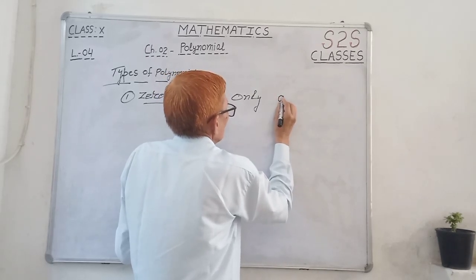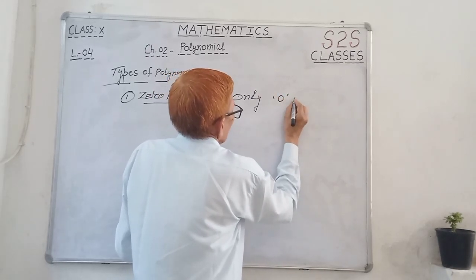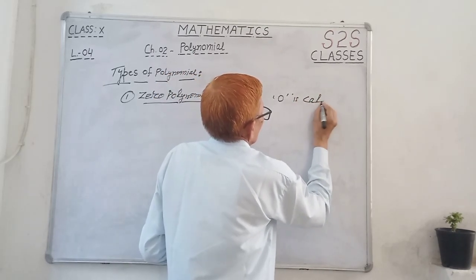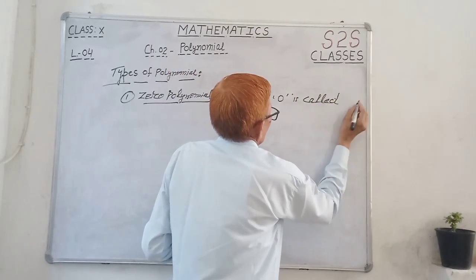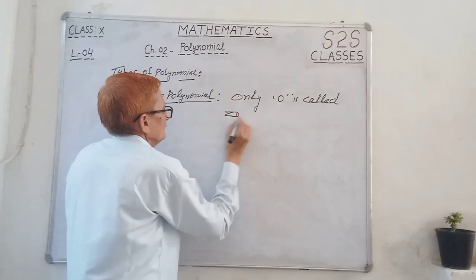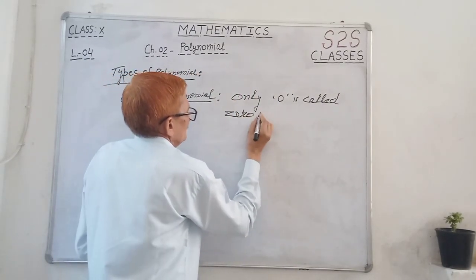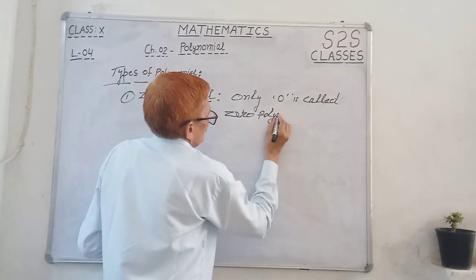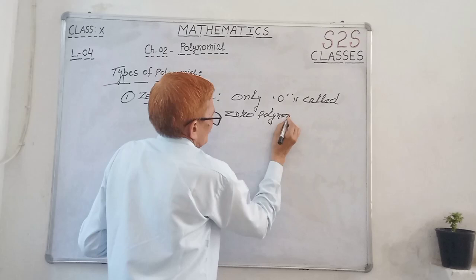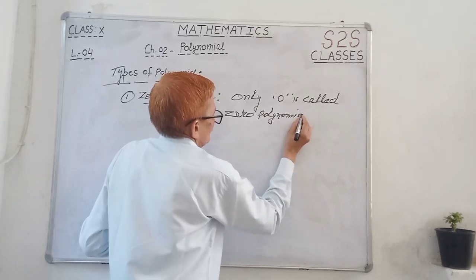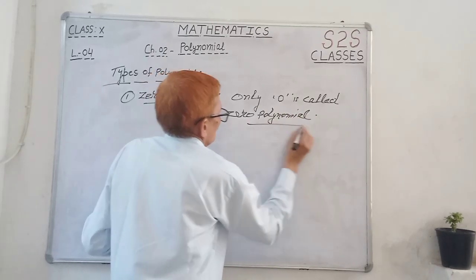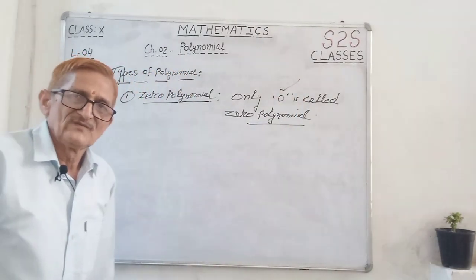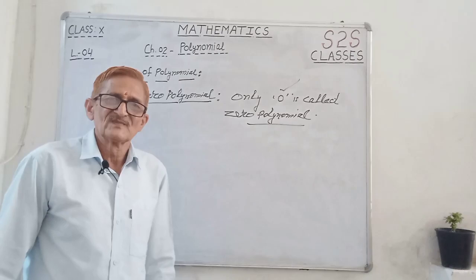zero is called zero polynomial. Only this 0. Here we should understand one thing.